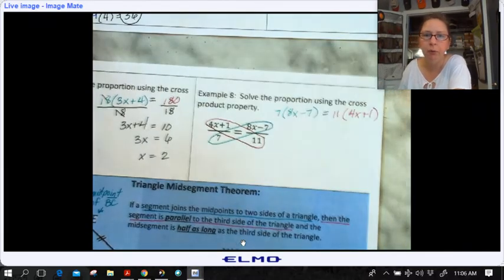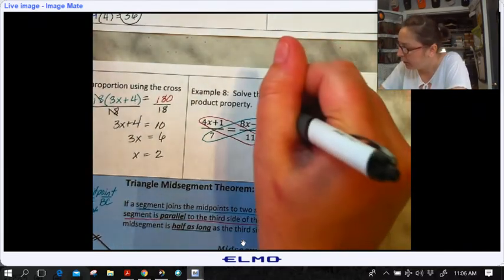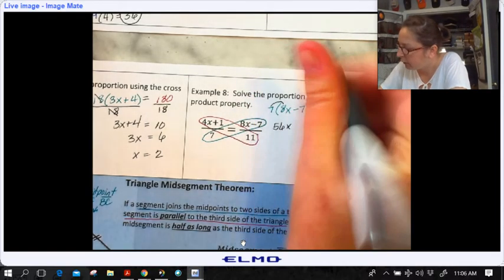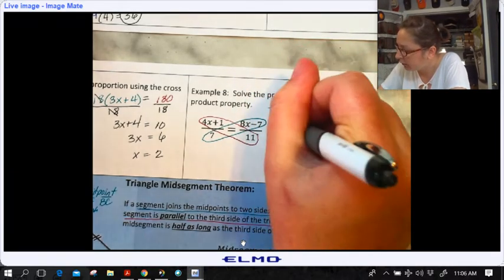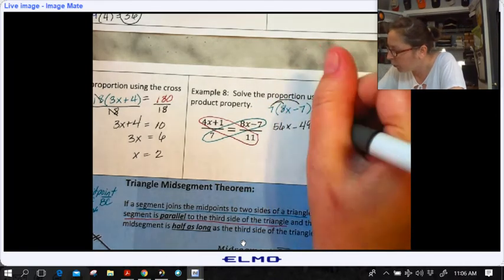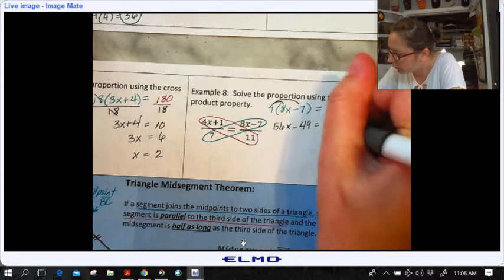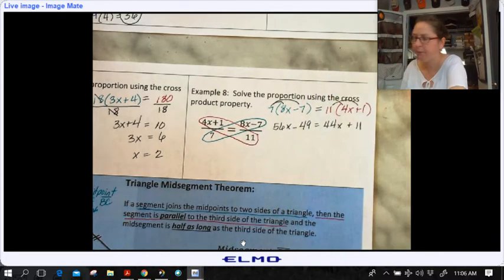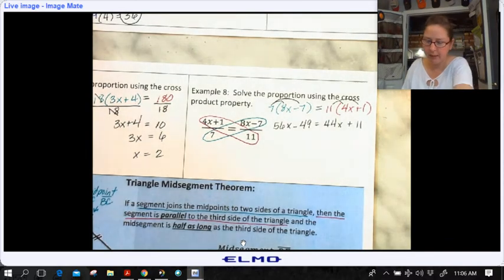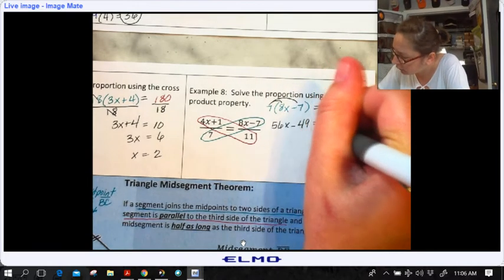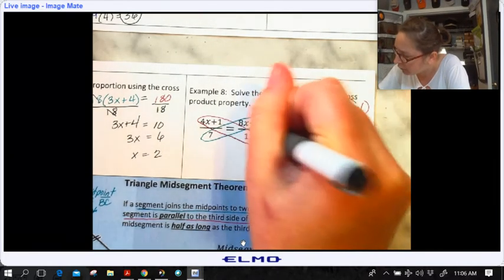So my distributive property here, 7 times 8 is 56. 7 times 7 is 49. 11 times 4 is 44. And 11 times 1 is 11. And now I can begin to solve this through. So let's subtract our 44x's and move all those to the left.